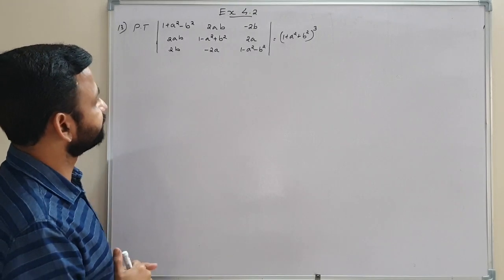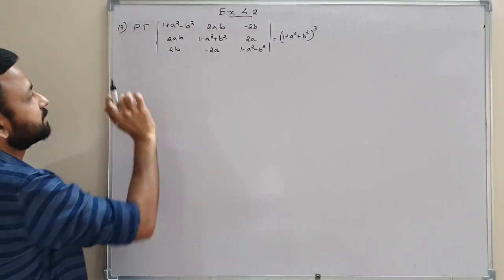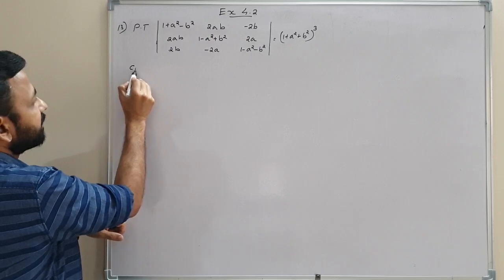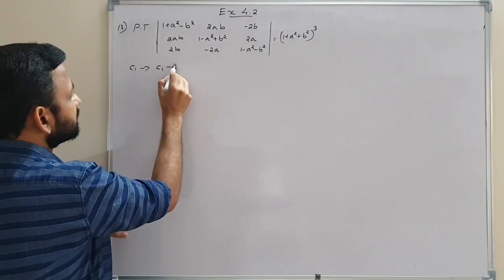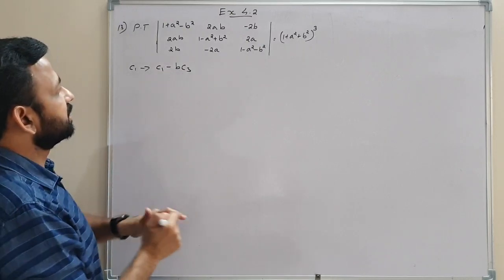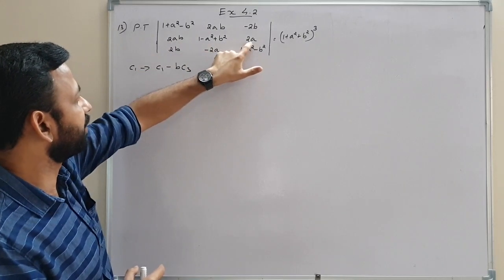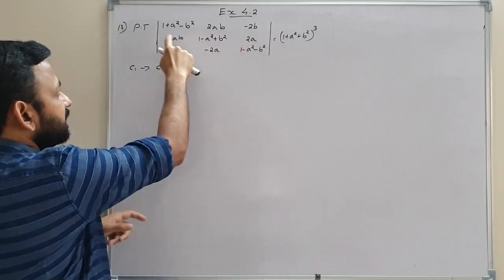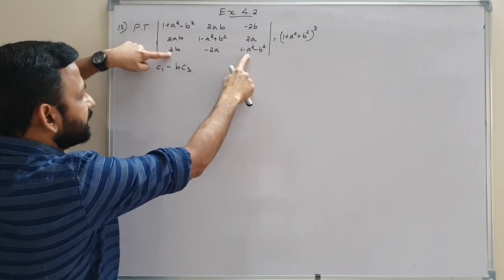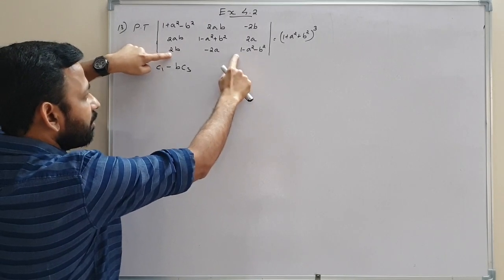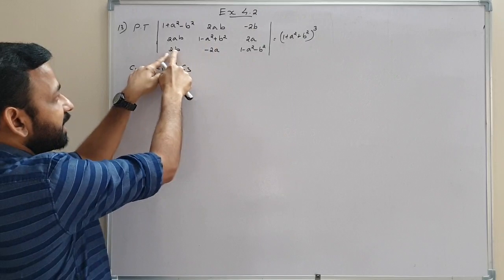So here in this question, we will start from the LHS. C1 tends to C1 minus b times C3. In the first column, 2ab minus b into 2a, that is minus 2ab, so 2ab cancels, giving 0. And here 2b minus b into this one, minus b of (1 − a² − b²). So we will get 1 + a² + b², which we can take common from here.